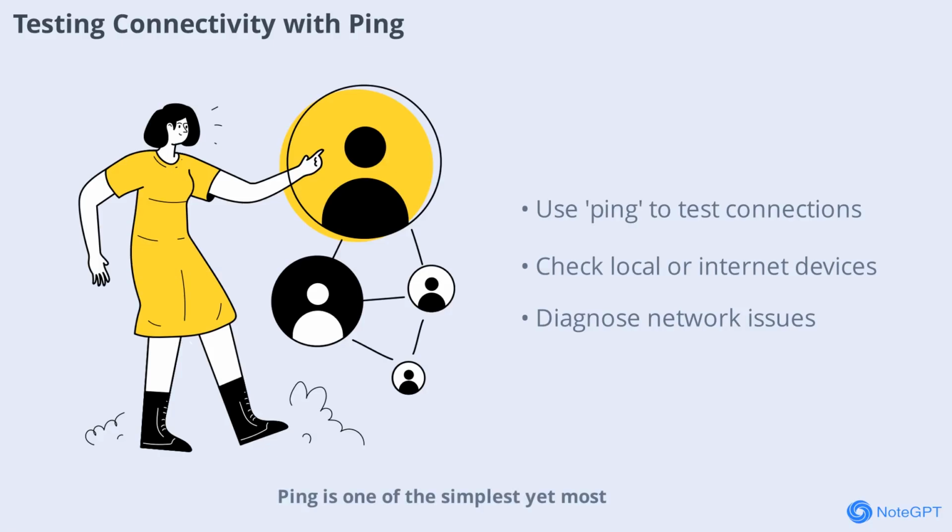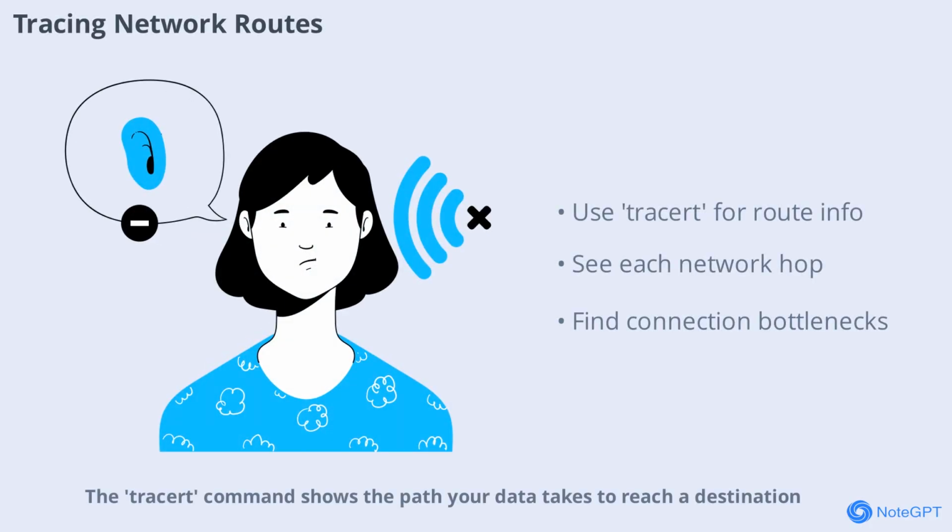Ping is one of the simplest yet most useful network troubleshooting tools available in command prompt. The tracert command shows the path your data takes to reach a destination, like a website. For example, tracert google.com lists every server your data passes through. This is useful for diagnosing slow connections or identifying where a problem occurs on the network. Tracert gives you a behind-the-scenes look at how the internet works.